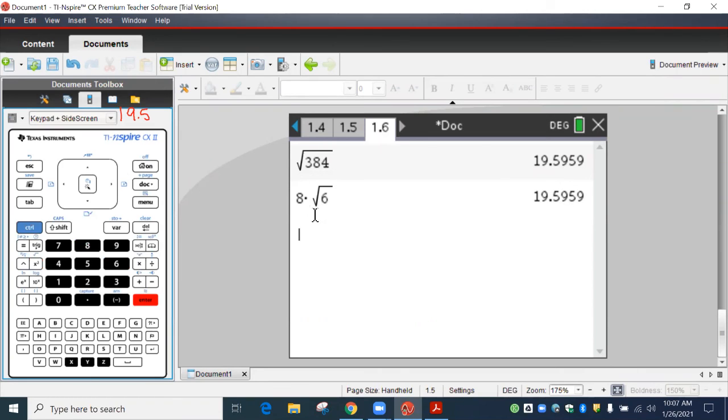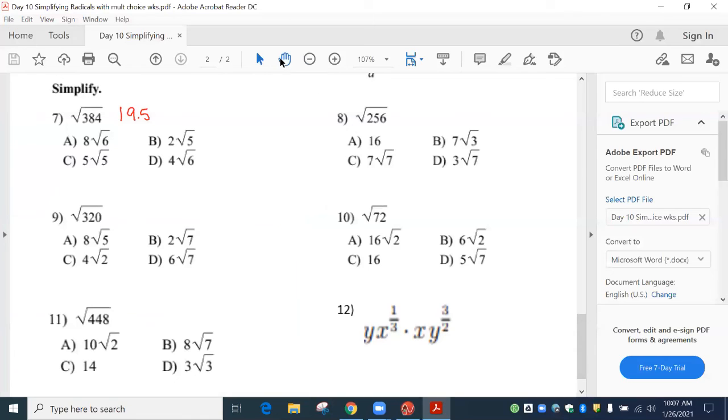Then this is my answer right here. And that's all you're going to do. All you're doing is matching the decimals. Okay. Super, super easy. Like I said, this is a gimme question. We absolutely have to get these. These will be on your test on Friday. And those are easy right there.